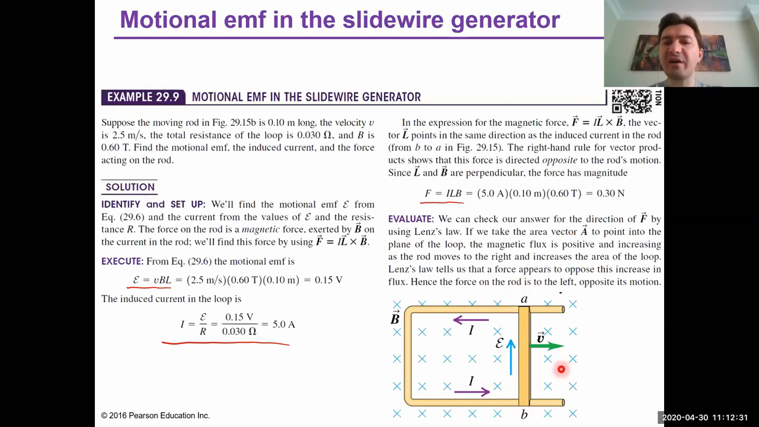You can also find the direction by using the right-hand rule. Here, this is the direction of the current, and the direction of L is chosen along the current. Then the direction of B is into the page. Then the magnetic force will be perpendicular to both of them, in the opposite direction of the velocity.